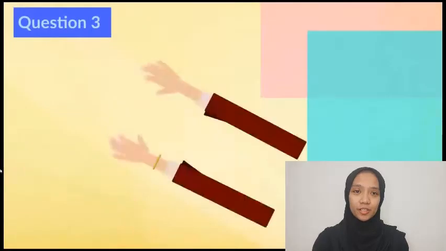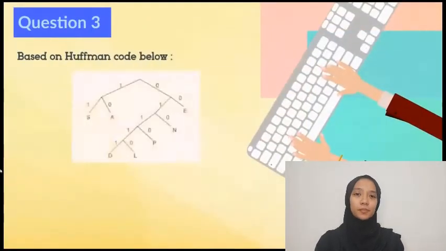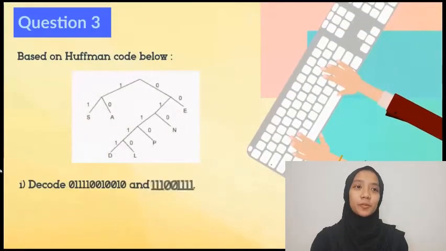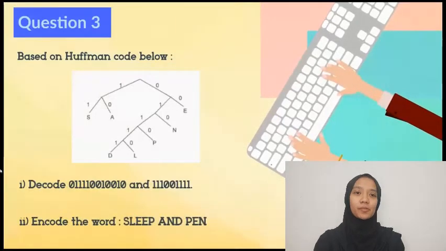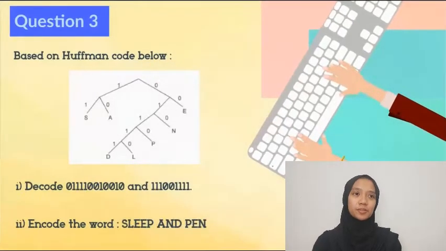For the next question, based on the Huffman code below, for the first Roman, decode 01111, 00100010, and 111001111. For the second Roman, encode the words slip and pen.